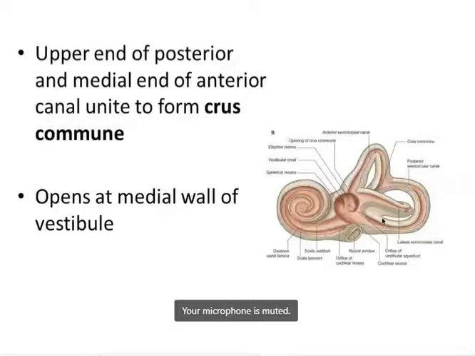So instead of 6 canals, they open into the vestibule by the 5 openings. Okay, so altogether there are 5 openings because the 2 openings fuse to form the crus commune here, and they open at the medial wall of the vestibule. So this is the vestibule here, so they open here. So this completes the bony part. I hope it's clear, right?